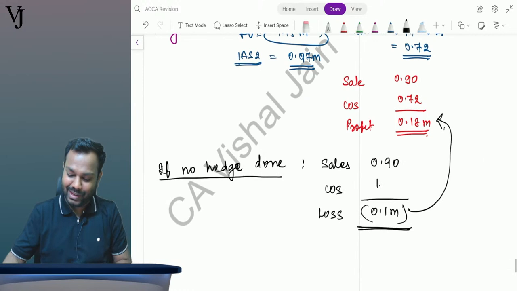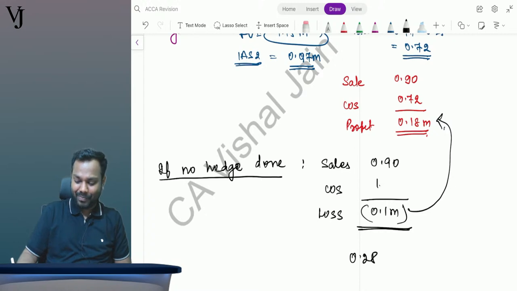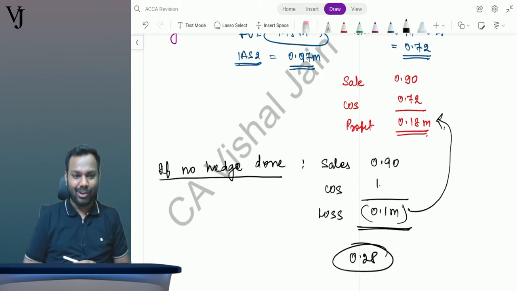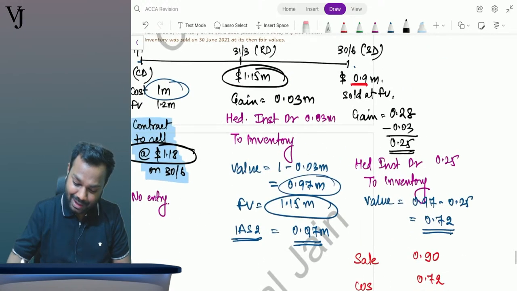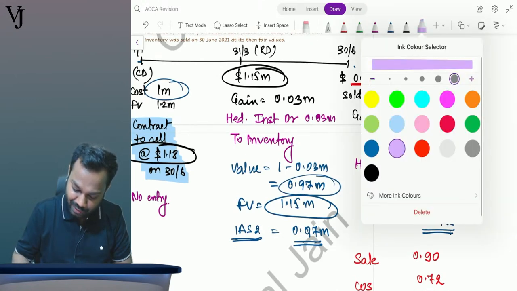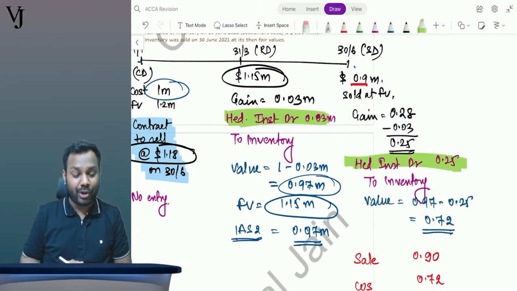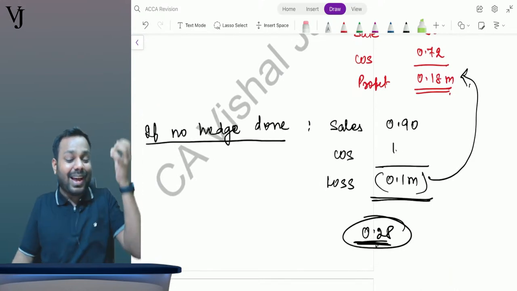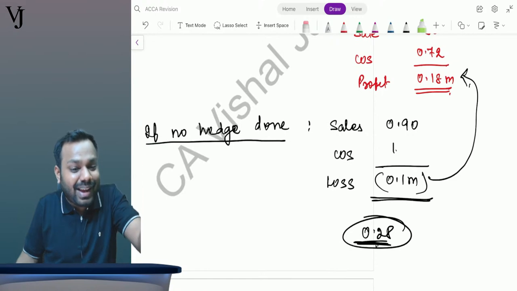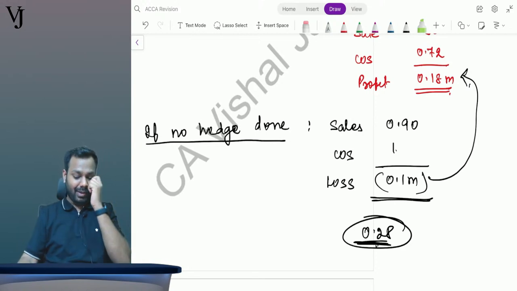Now tell me one thing. What is the differential? 0.28. Now, you know who will give the 0.28? The hedge instrument. How come? The hedge instrument we recognized at 0.03 and 0.25. Can you please do the total? It's 0.28. So this loss is coming as the gain from the hedge instrument. This is how hedging helps. Is it clear, everyone?